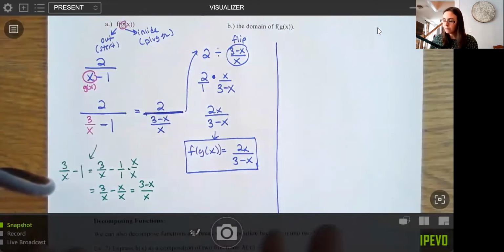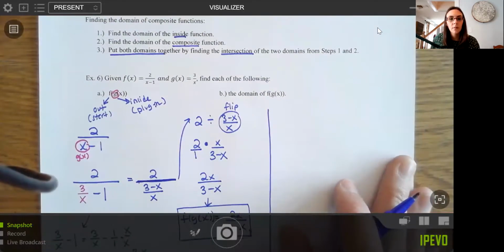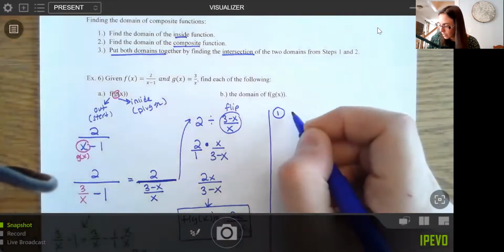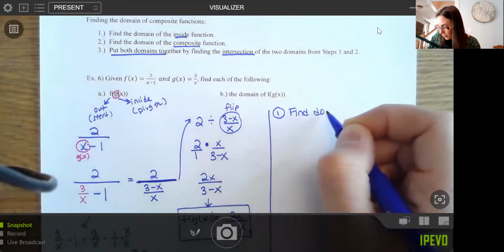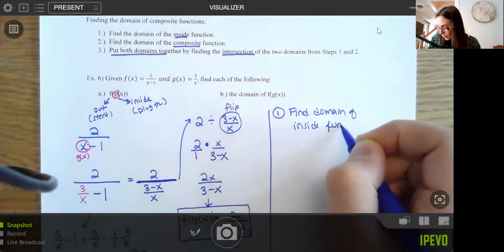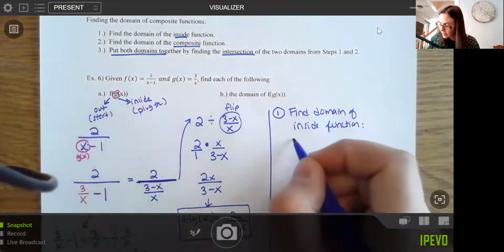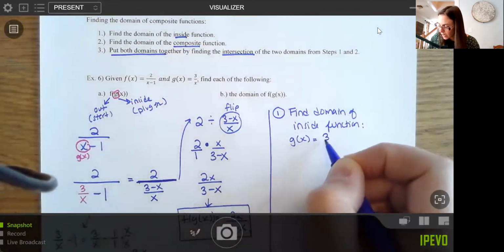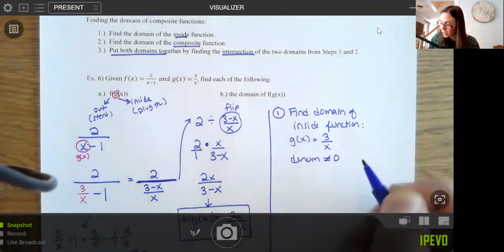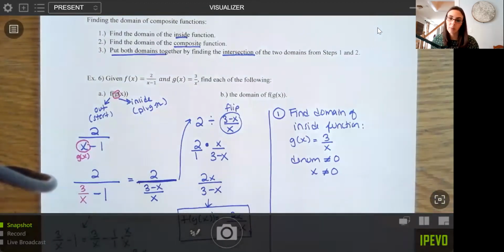Now for the domain, okay, we're going to follow our steps. So the first thing I want to do is find the domain of the inside function. For this particular problem, my inside function is g of x. So g of x equals 3 over x. Now I need to make sure my denominator is not equal to 0. My denominator is x here, so I need to make sure that x is not 0. So we need to exclude 0 from the domain.